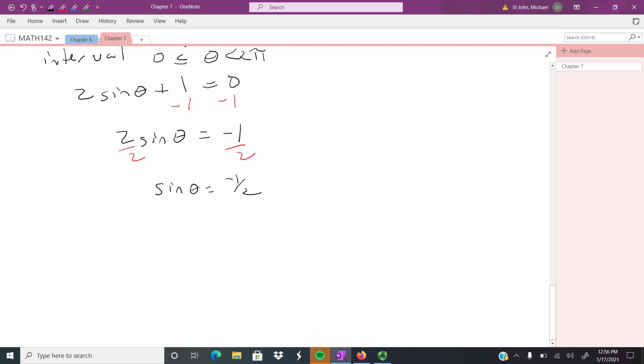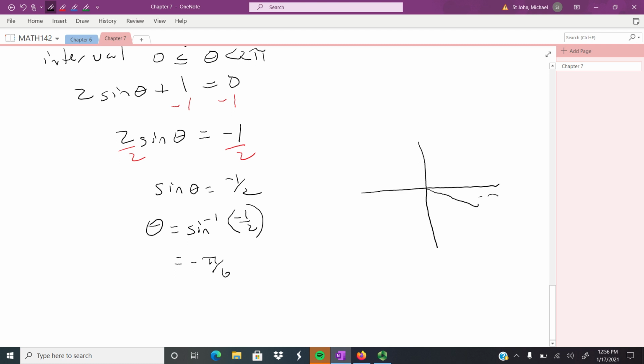And so then theta is going to be the inverse sine of negative 1/2. And we're doing this in radians, all right? And so in radians, this number is going to come out to be negative pi over 6. Okay. So let's look at what that would mean in terms of my angle. So negative pi over 6, that puts me down here.